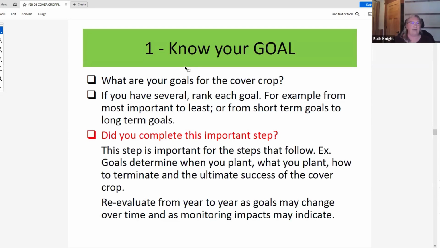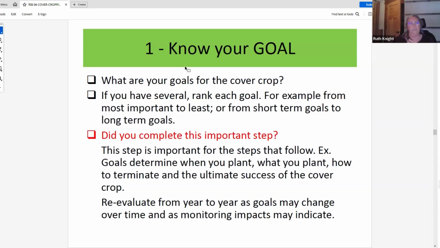So context and knowing the goal is a very important place to start, because your land base is different than somebody else's land base and your management plan. And so if you have several goals, it would be advisable to rank those in terms of most important to least important, or short-term goals to long-term goals.